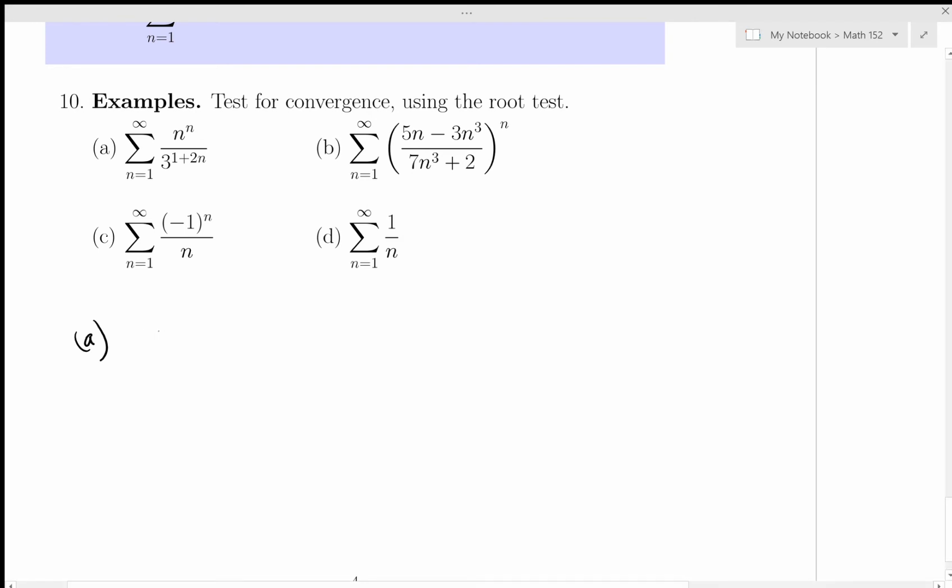Okay, let me just write out what a_n is. For A, a_n is this thing here, n to the n over 3 to the 1 plus 2n. The root test tells me to take the limit as n goes to infinity of the nth root of the absolute value of a_n. Okay, that's the root test, so I want to do that when a_n is equal to this and see what happens.